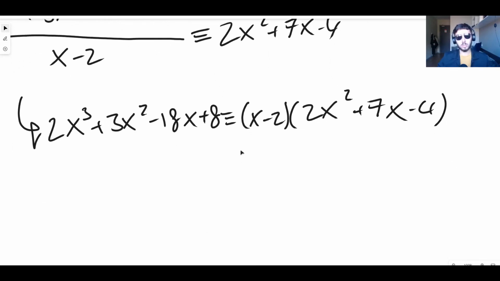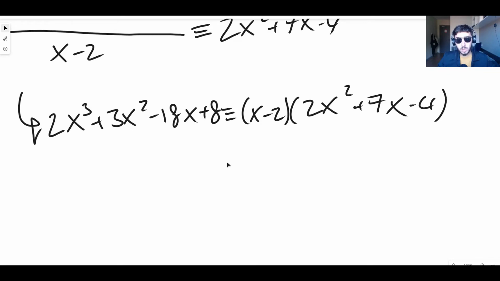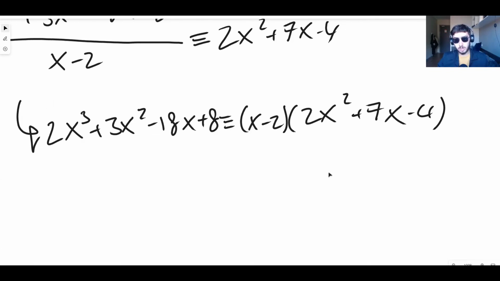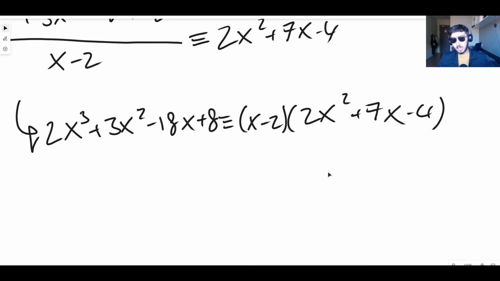So that's factorized to an extent, because this was the original question: factorize 2x cubed plus 3x squared minus 18x plus 8. Well, we've just simplified this. We've just taken out a factor of x minus 2. Brilliant, amazing, fantastic. I love it. But we still have a quadratic that needs to be factorized: 2x squared plus 7x minus 4.